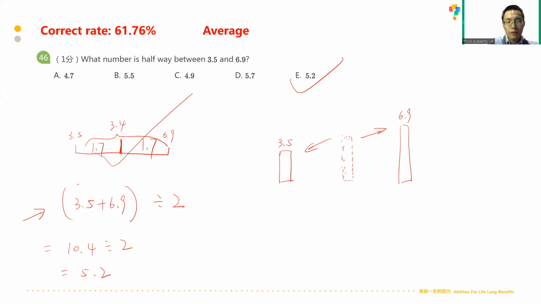But because in the GL exam you need time, time is a luxury. So this one is the fastest method, and we recommend you use this method.